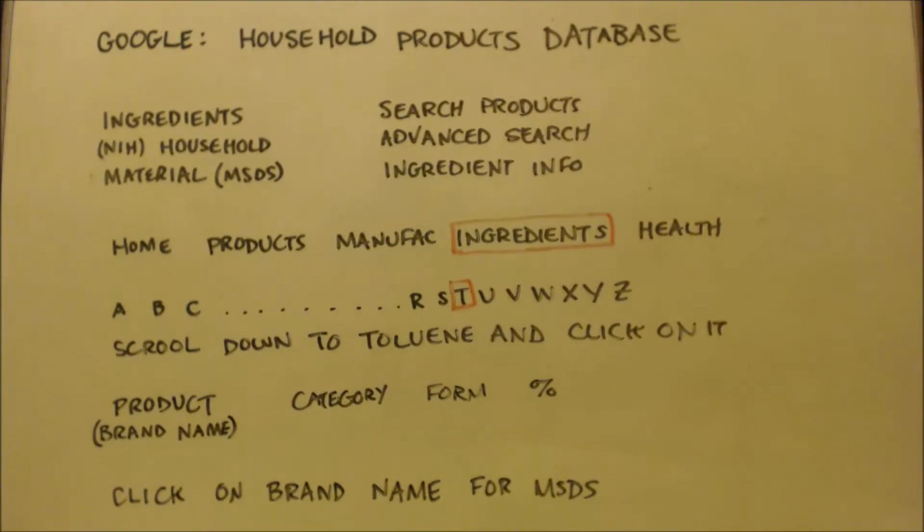Then you can click on the brand name for the MSDS to see the percentages of other things in that same product, to see if it's viable to even try to get the toluene out. It might not be worth it, even if there's a lot in there. It might be mixed up with something that's hard to separate. And then you just move on to the next product that has a high percentage. You click on the product name, and you see, is it easy to get out?